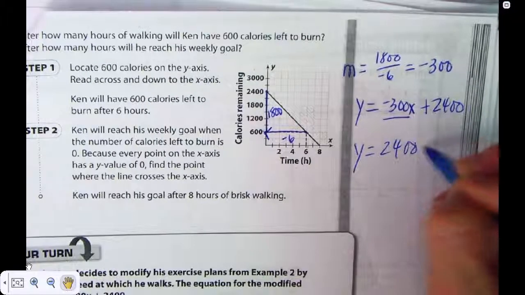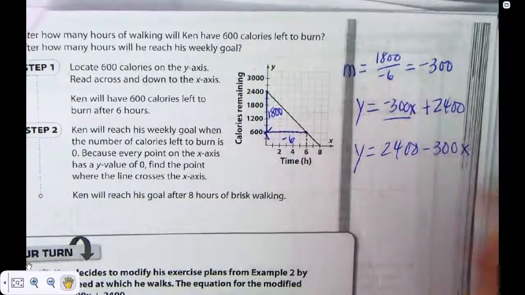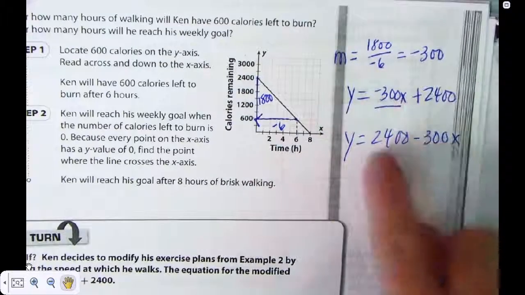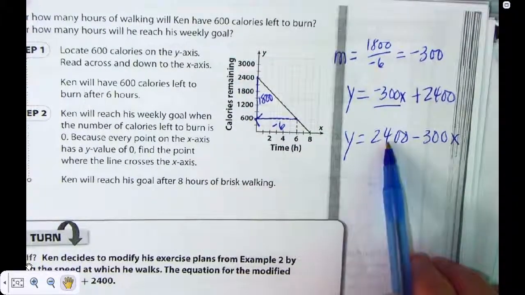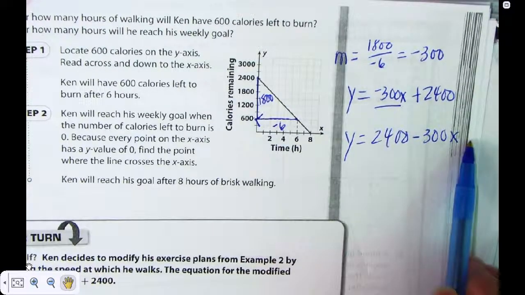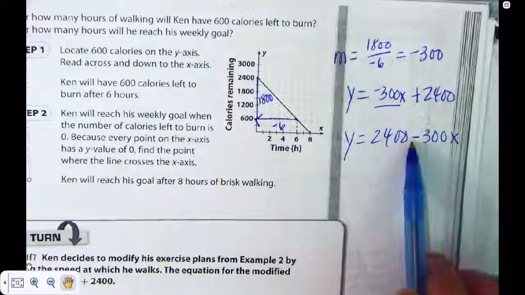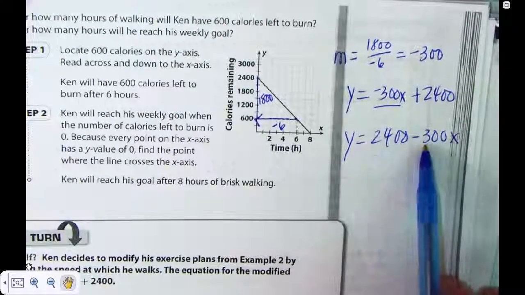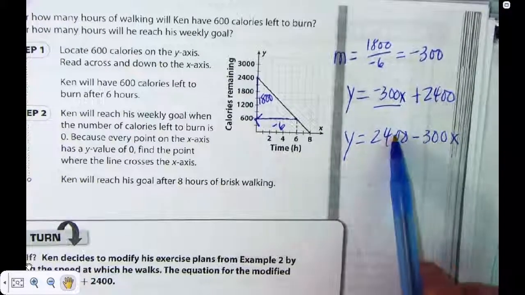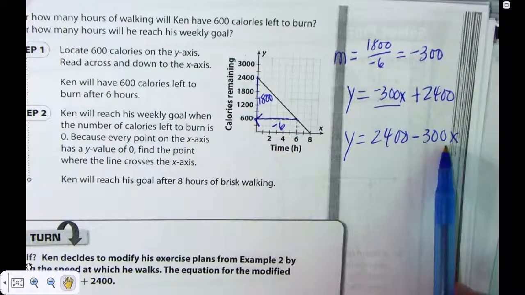They'll write it like this. They'll turn it around. Look, they took the sign with it. He started with 2400 and he loses 300 calories every hour. Same exact thing. Look, the sign went with it. It's the exact same thing. You need to be able to look at it both ways. 2400 is the y-intercept, -300 is the slope.